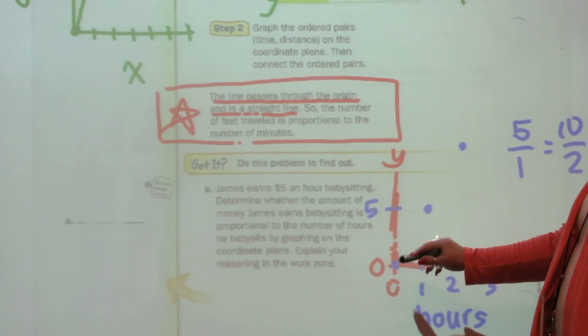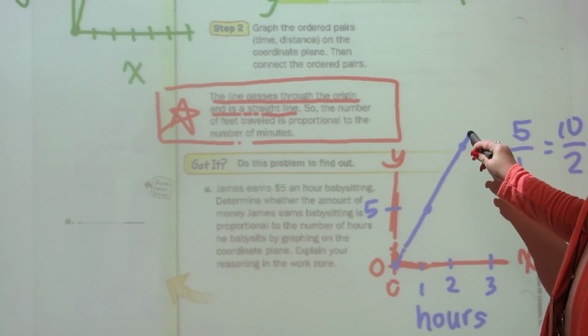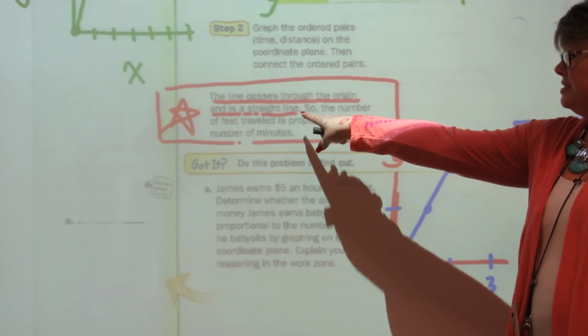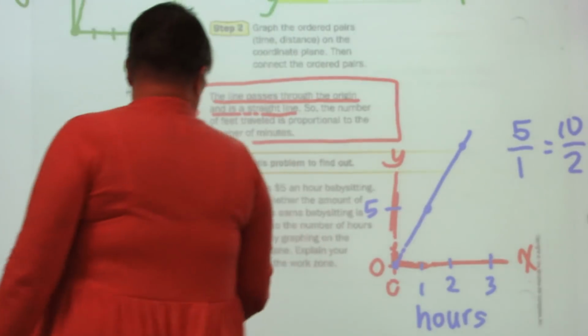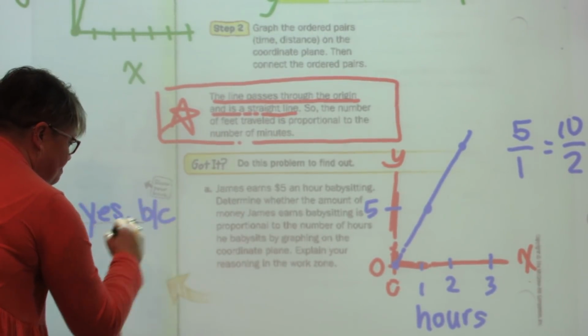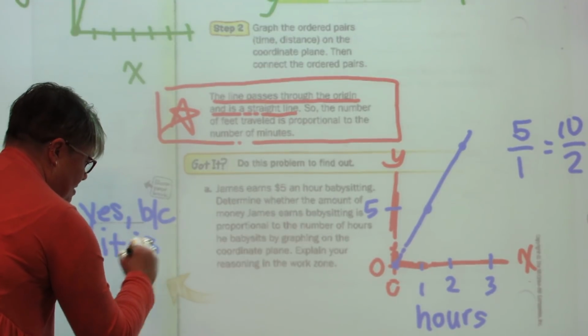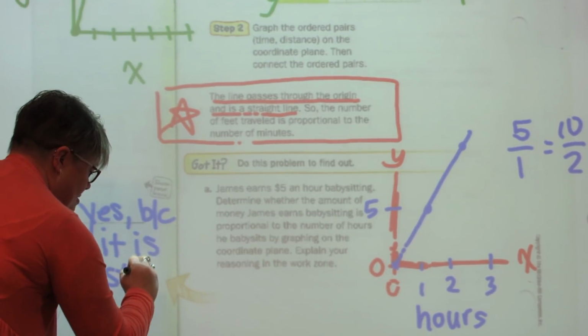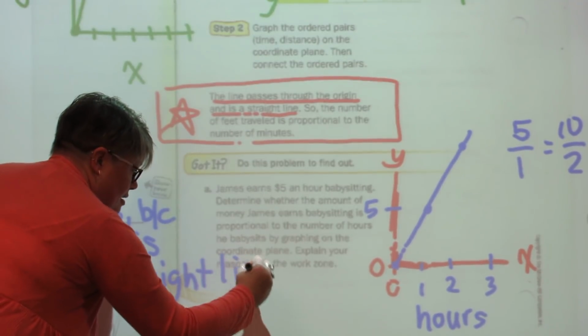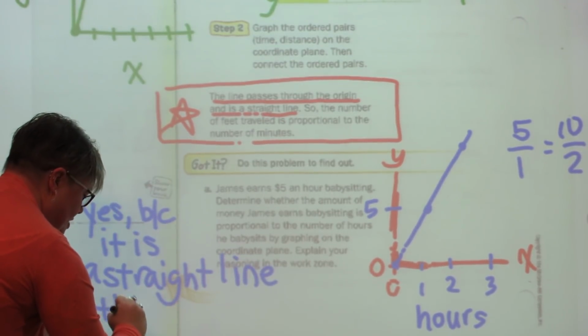Is that going to be a straight line that started at the origin? Yes, because again, it's a line passing through the origin and it's straight. So, yes, because it is a straight line through the origin.